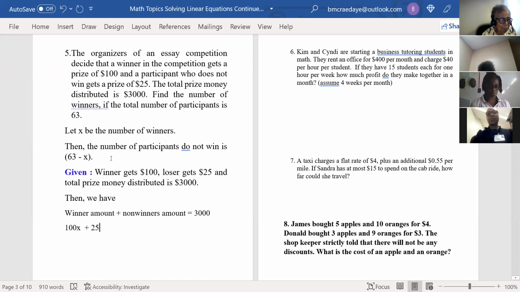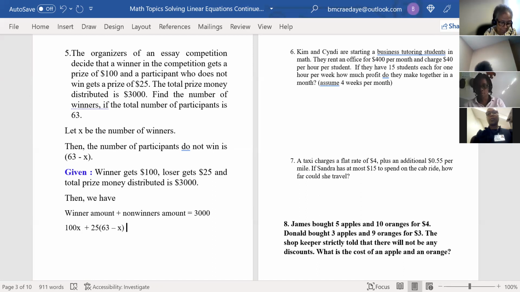It's what, Vanessa? Number of participants, 63 minus X. That's it. If you have a total of 63 participants, X of which are winners, then if we subtract X from 63, we get the ones that do not win. So this $25 for the ones who did not win would be multiplied by 63 minus X.